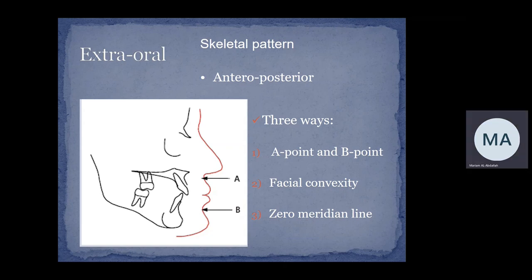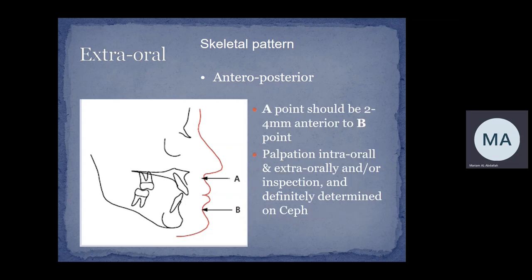The skeletal pattern in the anterior posterior dimension could be assessed in three ways: the use of A point and B point, the use of facial convexity, and the zero meridian line. A point and B point, according to the definition, are the same as those that we use for cephalometric analysis. A point is the deepest concavity of the anterior surface of the maxilla within the sagittal plane. B point is the deepest concavity of the anterior surface of the mandible within the sagittal plane. And here we're talking about soft tissue points. Normally, A point should be ahead of B point 2 to 4 millimeters to call this a class one.